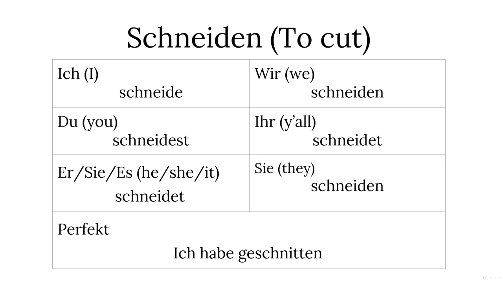Schneiden is to cut. Schneiden. Ich schneide. Du schneidest. Sie es schneidet. Wir schneiden. Ihr schneidet. And sie schneiden. It also takes the verb haben. Therefore you say, ich habe geschnitten.